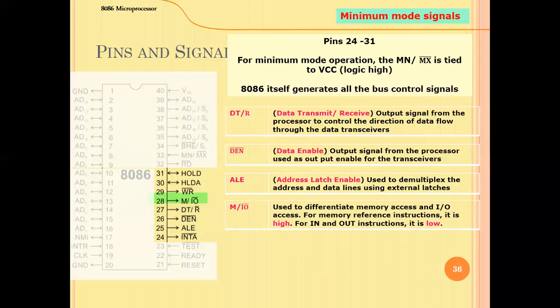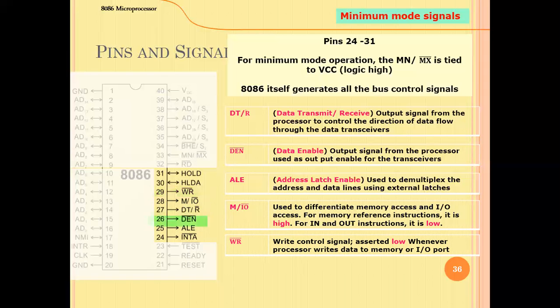So the 8086 microprocessor may operate on memory or may operate on IO. To select either memory or IO, this pin is going to be useful. And write bar. Whenever we are writing data onto the device, this must be low. Otherwise, you can't write it.